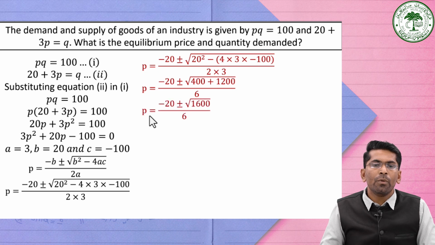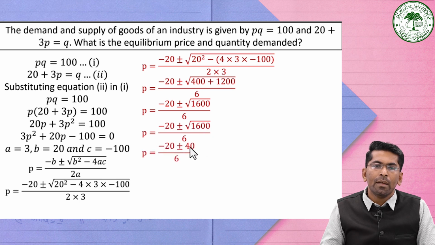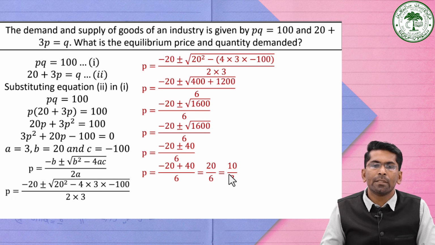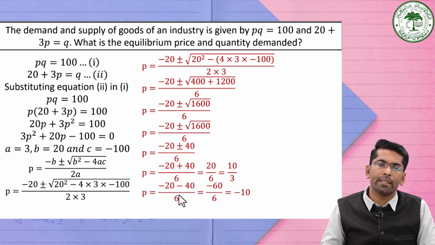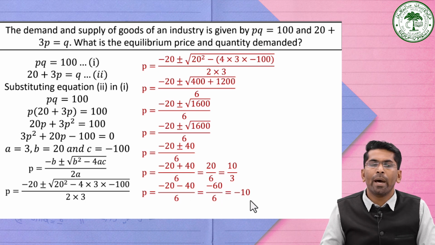If you simplify it, P is equal to minus 20 plus or minus under root 1600, divided by 6. The under root 1600 is nothing but 40. So minus 20 plus or minus 40 divided by 6. P is equal to minus 20 plus 40 divided by 6, which is 20 divided by 6, which is 10 divided by 3. Similarly, P is equal to minus 20 minus 40 divided by 6, which is minus 60 divided by 6, which is equal to minus 10.